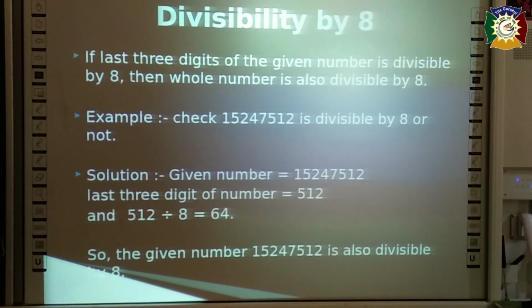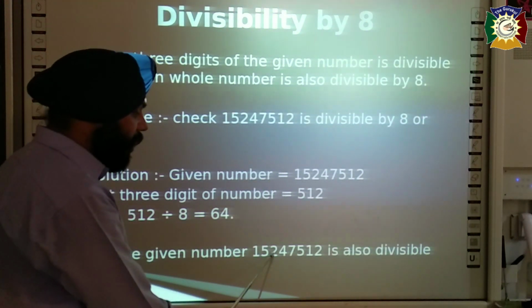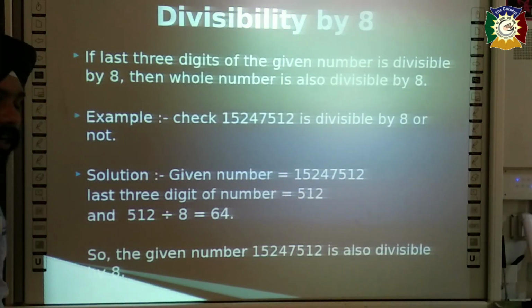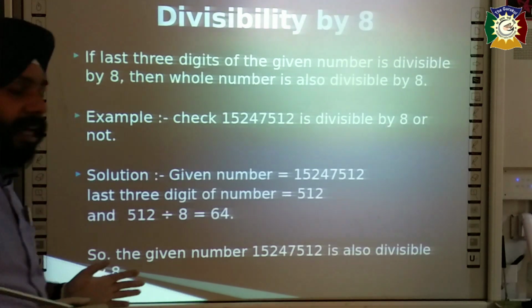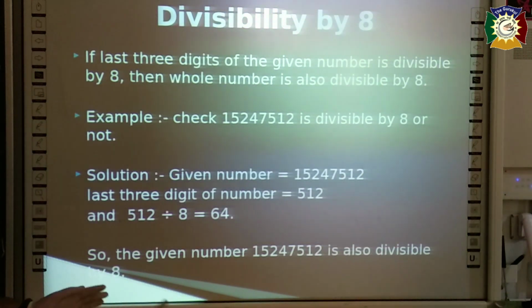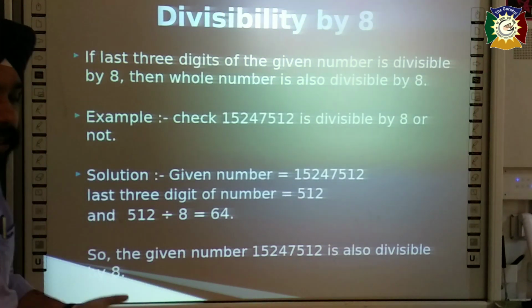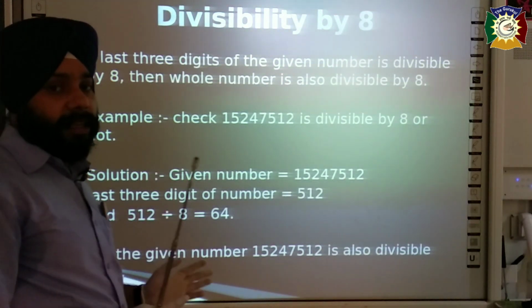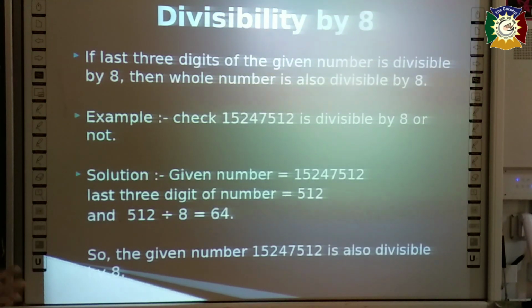So the given number, whose digits are 1, 5, 2, 4, 7, 5, 1, 2, is also divisible by 8. So we found that it's very easy. If we have to check whether a given number is divisible by 8 or not, we just take the last 3 digits and divide. We already divided and found that the given number is divisible by 8. So by this method you can amaze others with how you can do it.